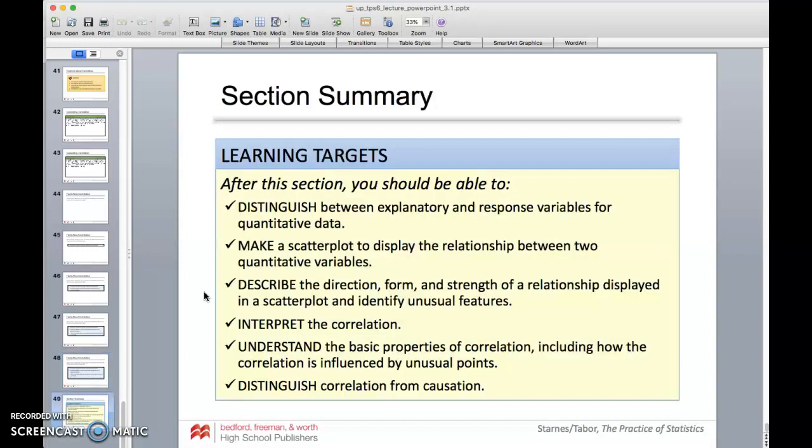All right, so again, this is the section summary. This is what we should be able to do when we're all done, and that ends our first section in chapter 3.1.